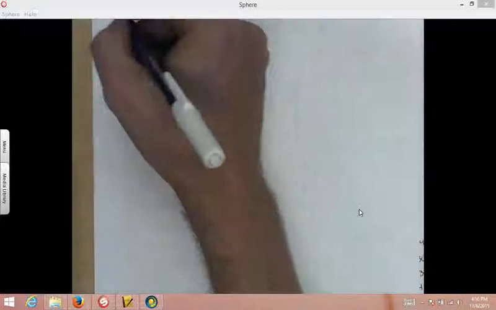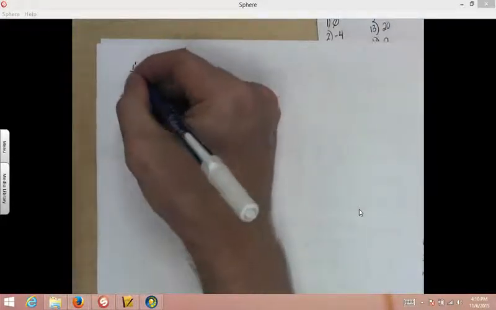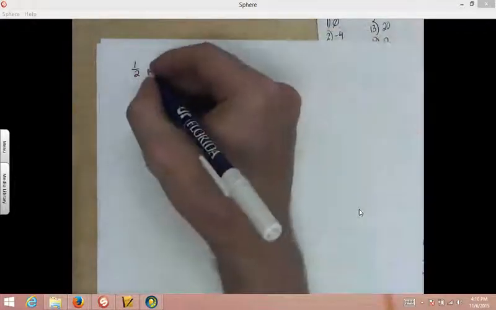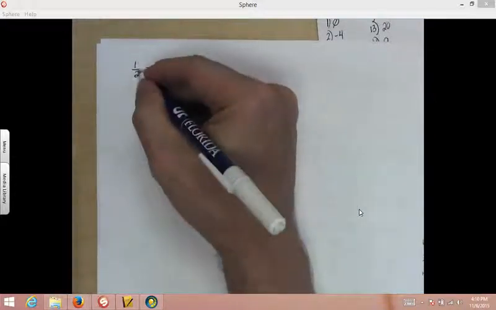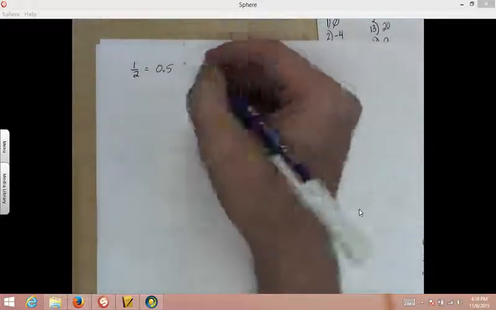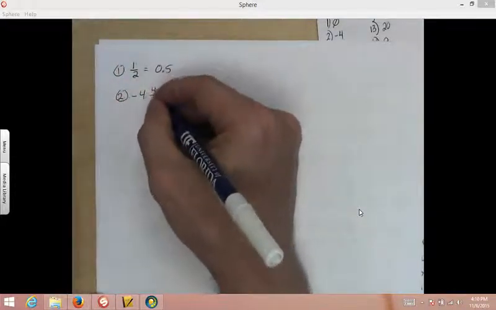Alright, so by now everybody should have had 1 through 4 done, so let's go over this and make sure that we understand what we're doing. Number 1, the question was 1/2. When you type it in your calculator, you should have ended up with 0.5. Remember, you type in 1, division sign, 2, equals.